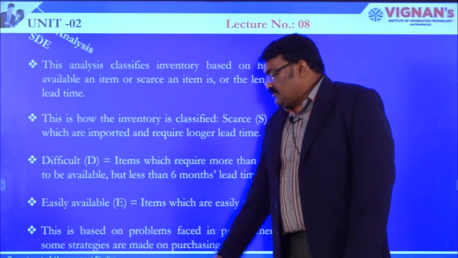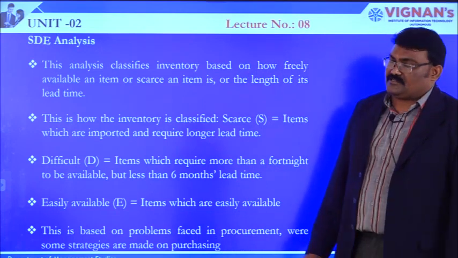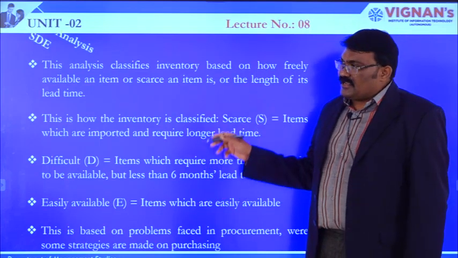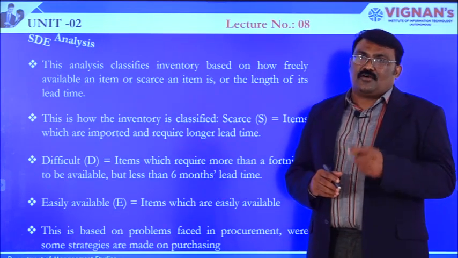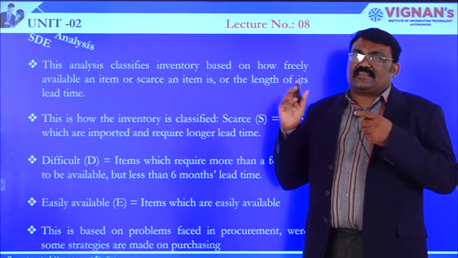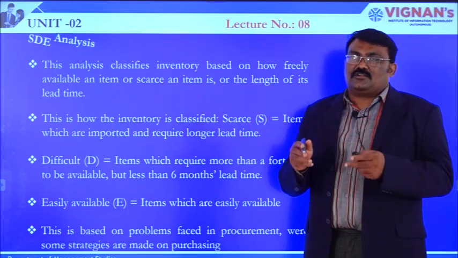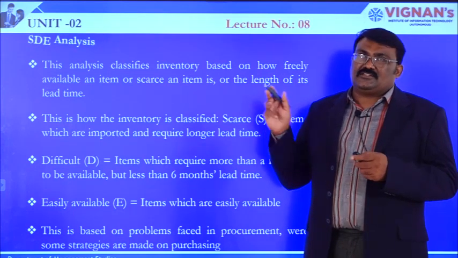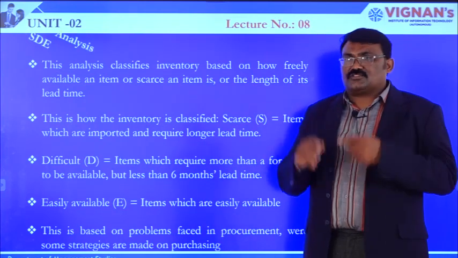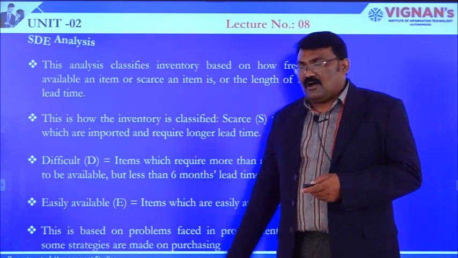And the last, this is based on the problem faced in procurement, where some strategies are made on purchasing. Meaning, once we have seen all this, we would try to classify whatever raw materials are available: whether it has to be imported since the raw material is scarce, whether the raw material is available within a duration of 15 days to 6 months, which is the D, difficult, or if the raw material is available in a much shorter duration and can be easily obtained, then it is easily available as such.